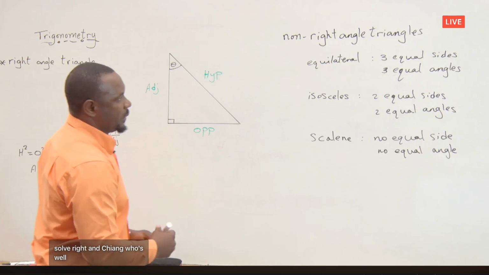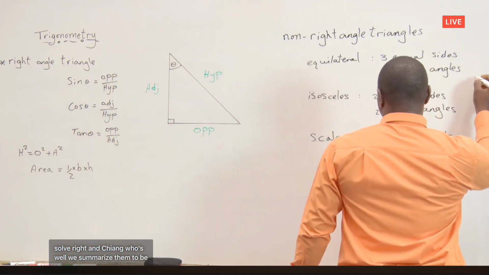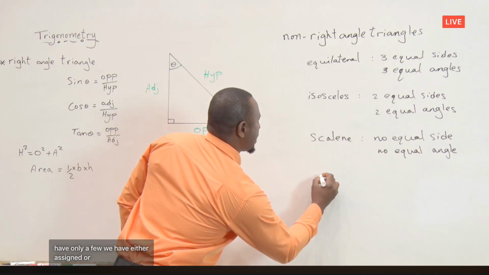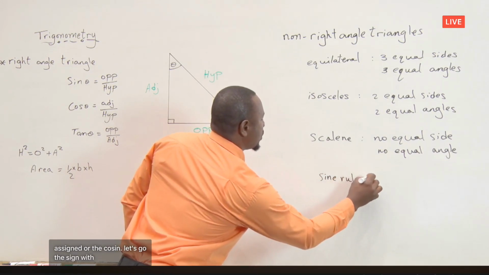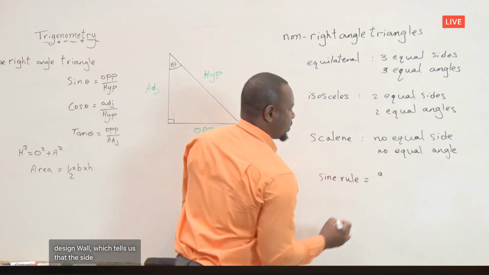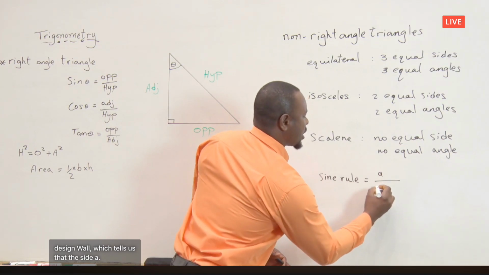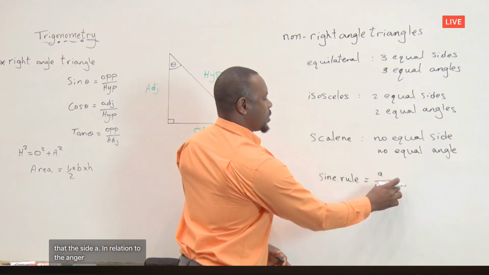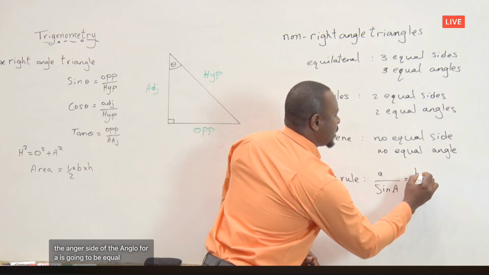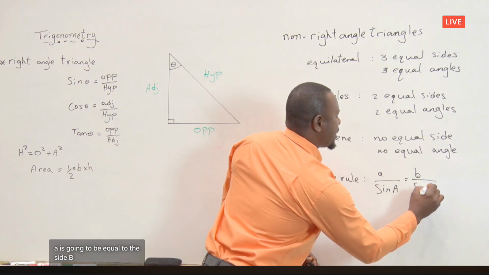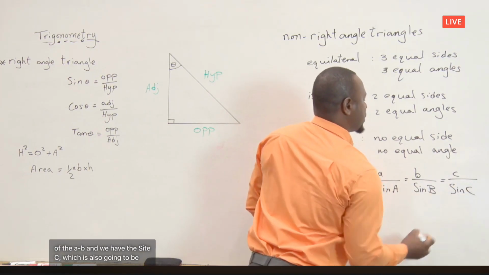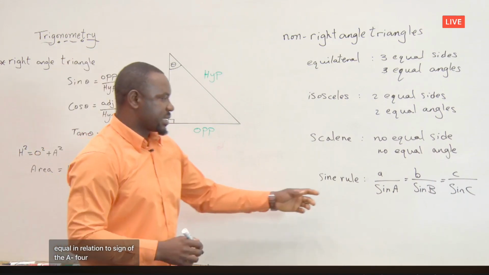Well, we summarize them to be using the cosine rule. So we have only a few. We have either the sine rule or the cosine rule. Let's quote the sine rule first. So we have the sine rule, which tells us that the side A in relation to the sine of the angle for A is going to be equal to the side B in relation to the sine of the angle for B. And we have the side C, which is also going to be equal in relation to sine of the angle for C. So this is our sine rule.